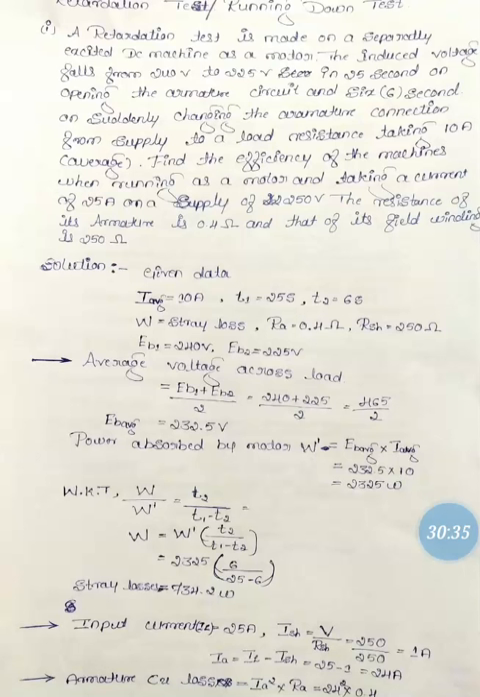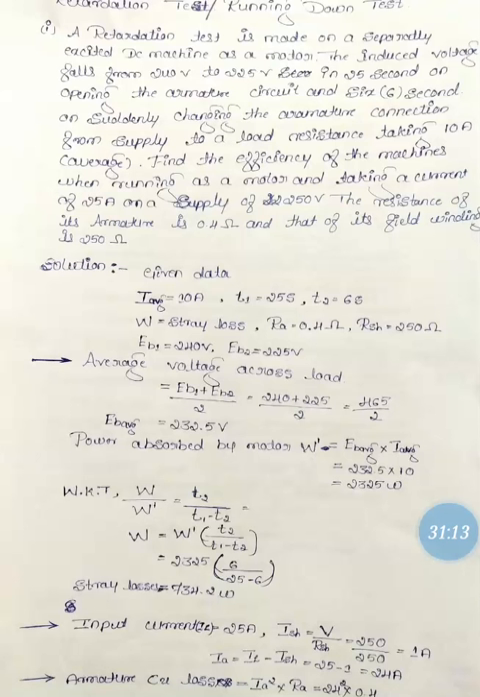The average voltage across the load is nothing but the average between the back EMF of the initial condition and the back EMF when the supply is taken out, that is EB1 plus EB2 divided by 2. Then we get the average voltage across the load as 232.5 volt. The power absorbed by the motor, W dash, is the product of the average back EMF and the average current, that is 232.5 into 10. We get the power absorbed by the motor as 2325 watt.